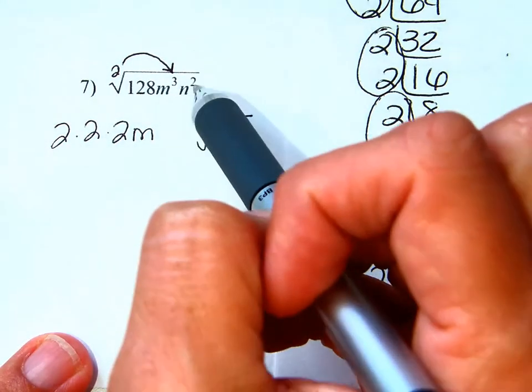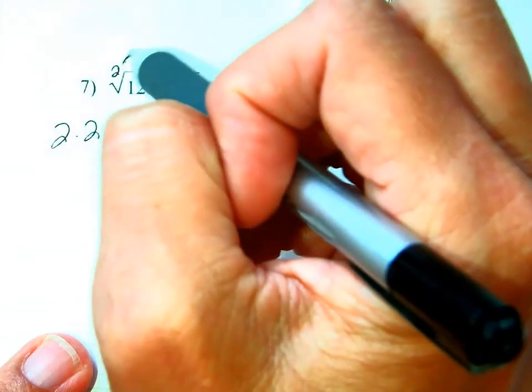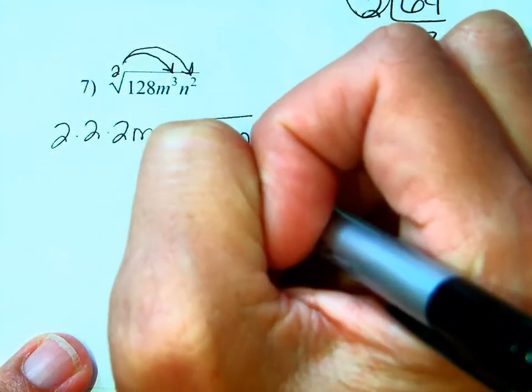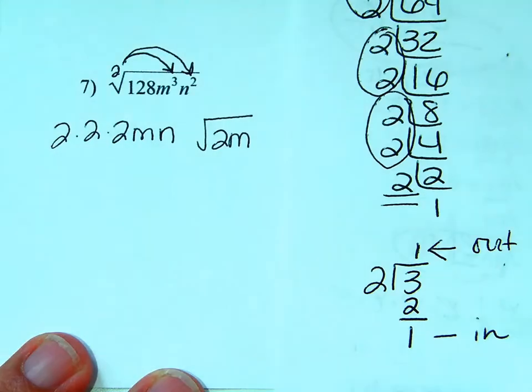I can do that with this one also. 2 divides into 2, 1 time with no leftovers.